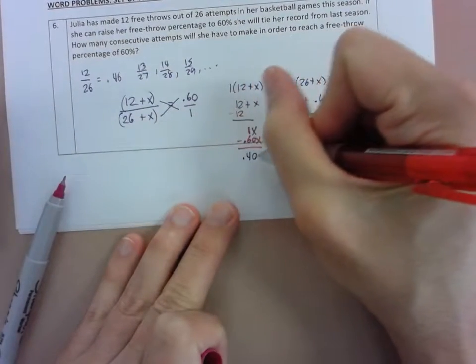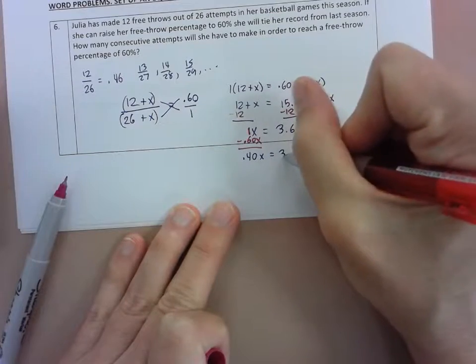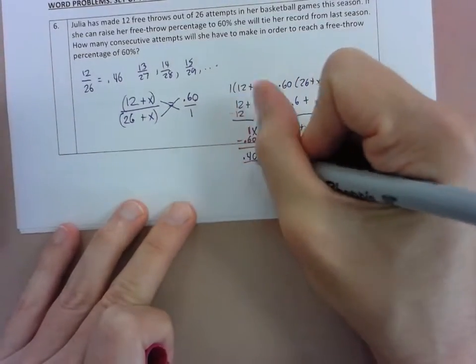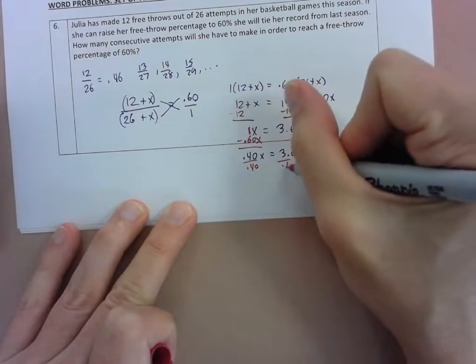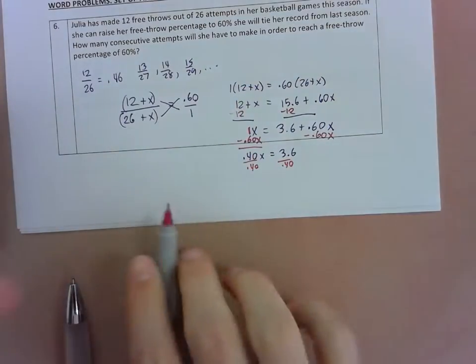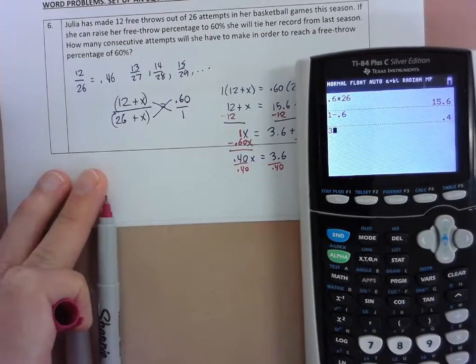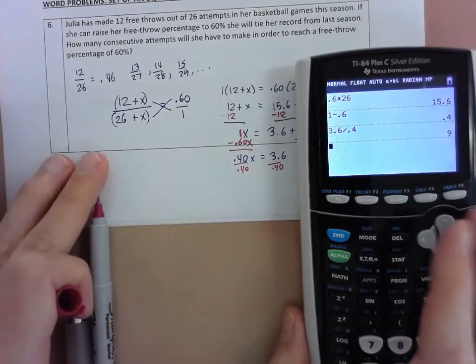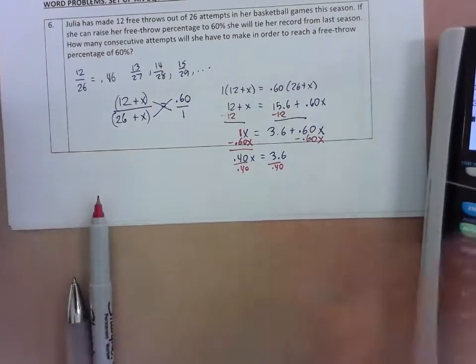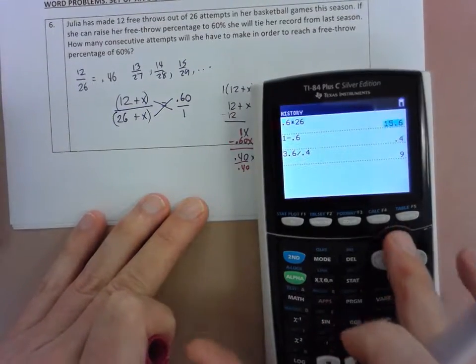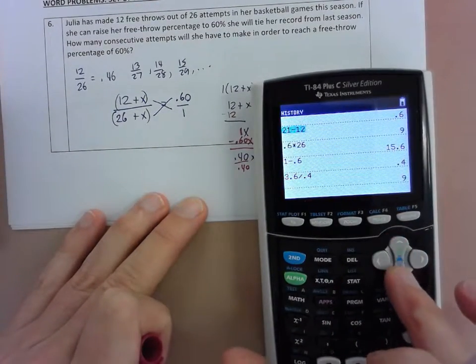So 0.40x equals 3.6. And if I divide both sides by 0.40, you're going to get whatever your answer is. So if you do 3.6 divided by 0.4, that ends up being 9. So your answer to that question is 9, and that's what we verified when we just were doing trial and error, guessing and checking. We got 9 that way too.